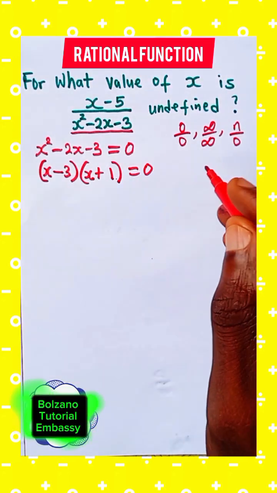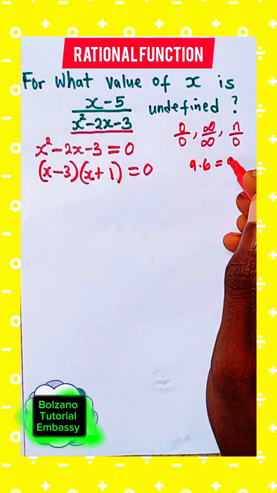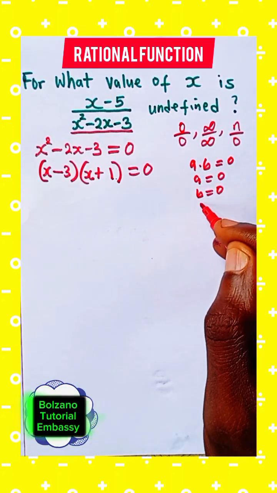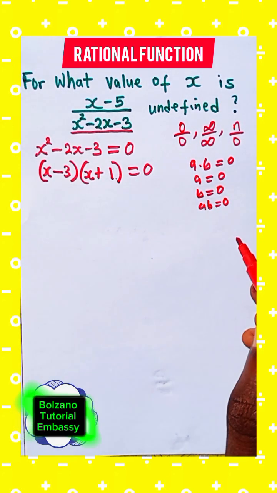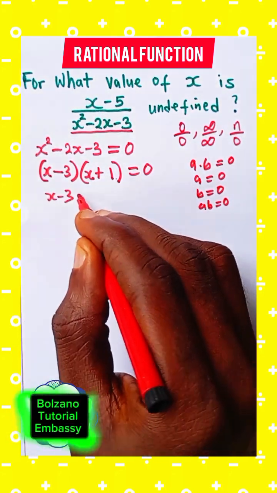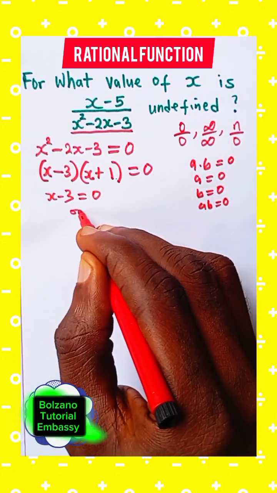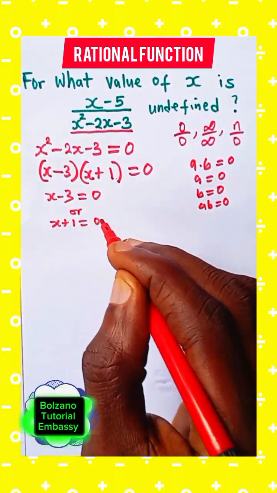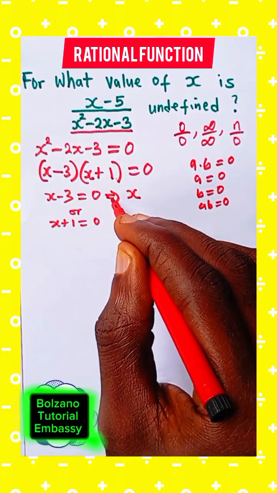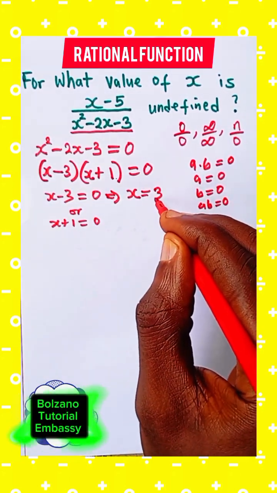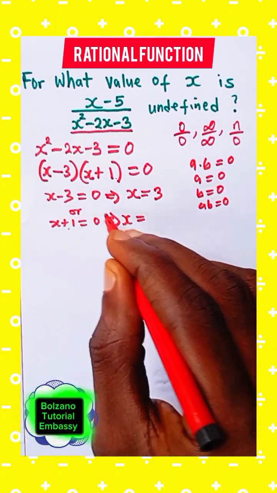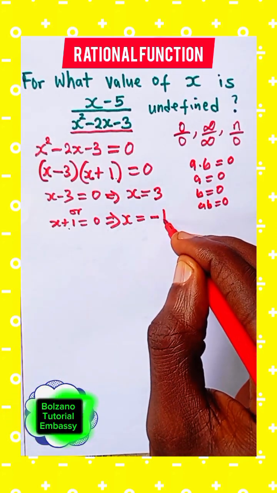Now when you have a times b equal to 0, it means either a is 0 or b is 0, or both of them are 0. So in this case, it means that either x minus 3 is equal to 0 or x plus 1 is equal to 0. If this is the case, it implies that our x, if you bring this minus 3 this way, becomes positive 3. And for x plus 1, when it comes this way, it becomes minus 1.